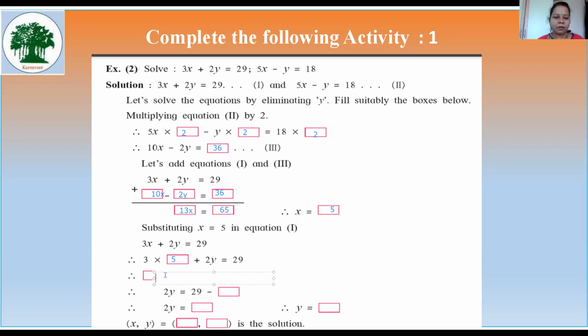Then what is the product of 3 and 5? That is 15. If we multiply 3 by 5, we get 15, plus 2y is equal to 29. Changing the side, we subtract this 15 on the second side. We get 29 minus 15. So 2y is equal to 14. Then y is equal to 7.